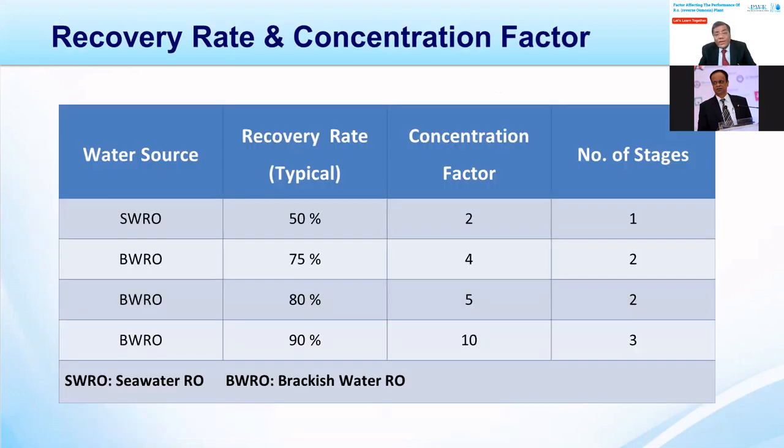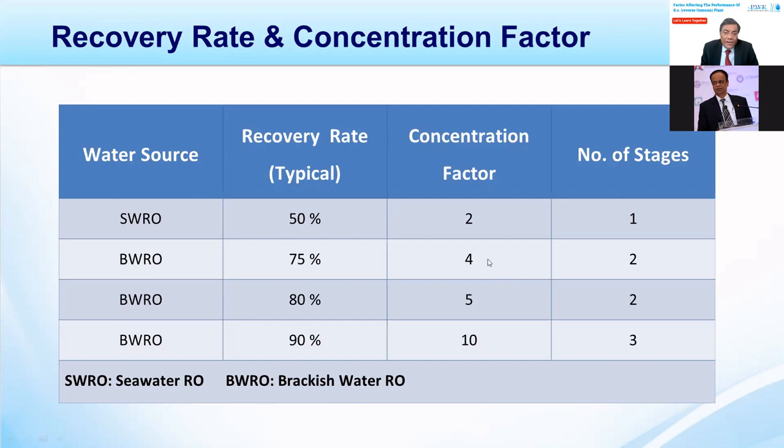These are recovery factors, various concentration factors, and typical recoveries. Seawater RO, maximum 50%, concentration factor 2, means your reject will be twice as concentrated. Brackish water RO, 70%, 75% recovery.